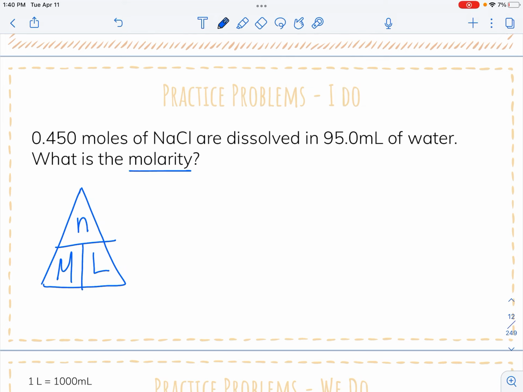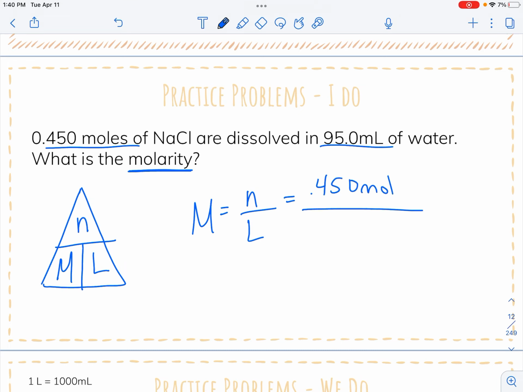So in the first question, we're looking for molarity. So I know that's going to be moles over liters. I'm just going to look in my problem. I have 0.450 moles over 95 milliliters. The only trick here is that we need to remember that there's 1,000 milliliters in 1 liter. So if I have 95 milliliters, I need to divide it by 1,000 to give me my liters. Okay, so when I do that, I end up with 0.095.